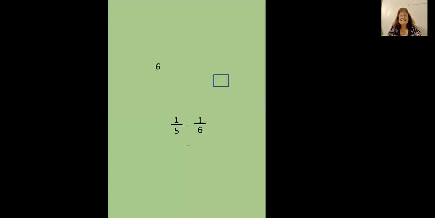Six times 1 is 6. 5 times 1 is 5. 6 times 2 is 12. 5 times 2 is 10. 6 times 3 is 18. 5 times 3 is 15. 6 times 4 is 24. 5 times 4 is 20. 6 times 5 is 30. 5 times 5 is 25. And there you go. 30 is our lowest common denominator.